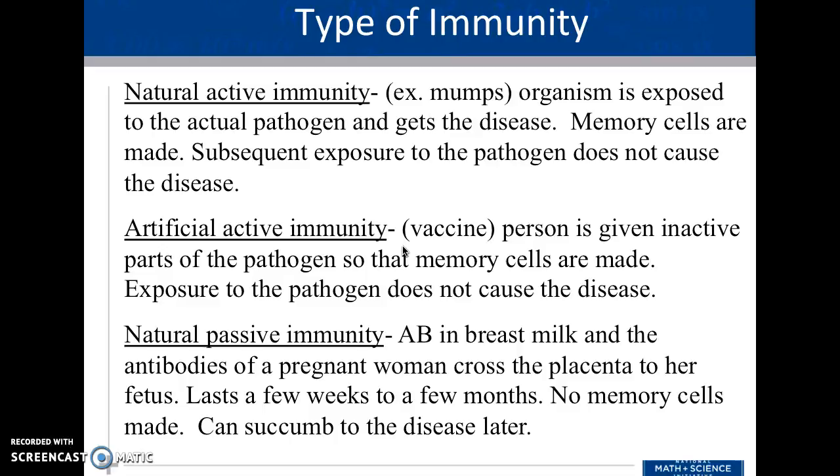Natural active immunity: organisms are exposed to the actual pathogen and get the disease, and then we don't get it the next time. This is very normal. Think chickenpox. You are now immune to it if you've had it. I know that they have a vaccine now, but think back to when I was a kid, we actually got chickenpox, and then the next time when we were exposed to it, we wouldn't get it.